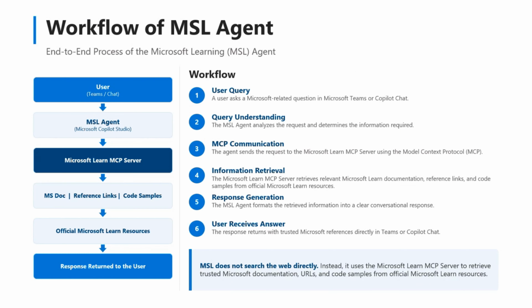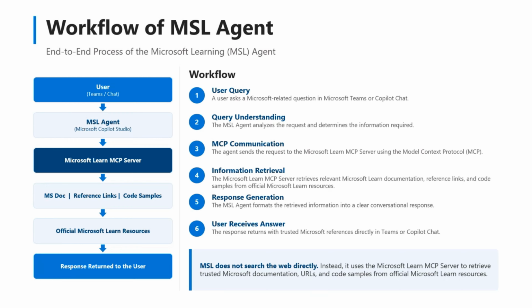Now that we understood the MSL agent, let's see how it works end-to-end. The workflow starts when a user asks a Microsoft-related question through Microsoft Teams or Copilot Chat. This could be a question about Azure, Microsoft 365, Power Platform, or any other Microsoft technology. Once the question is received, the MSL agent, which is built using Microsoft Copilot Studio, first analyzes the user request, understands what information the user is looking for, and prepares the request accordingly.